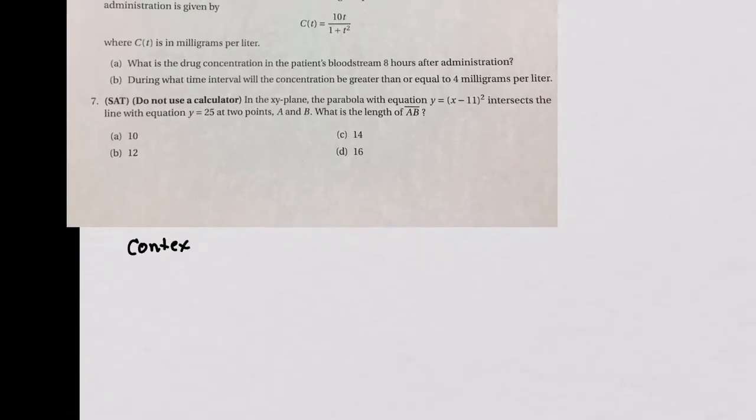Contextual domain is, what is the domain in terms of the question? Y'all know I can't spell, so whatever. Well, considering the fact that T is time, I can't have a negative time, but it could be time equals 0. Maybe we can include it, maybe we can't, who knows. And then time is going to go out to infinity.